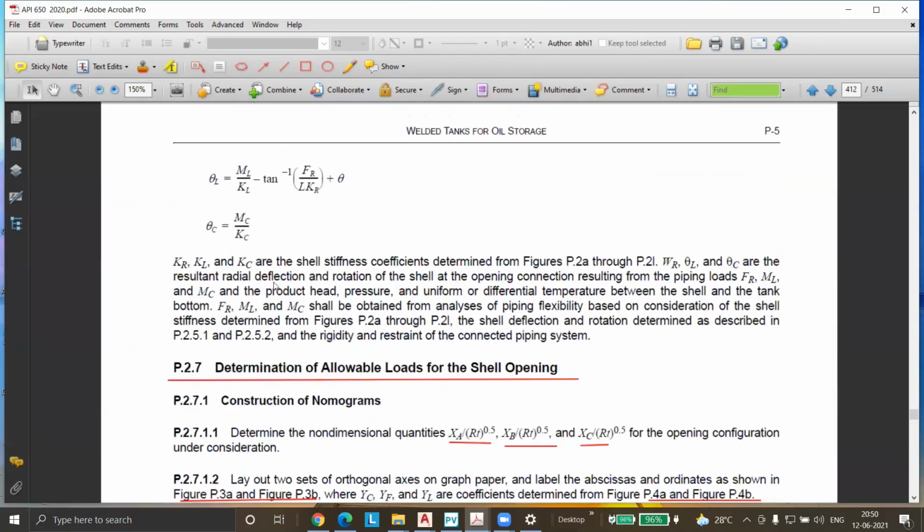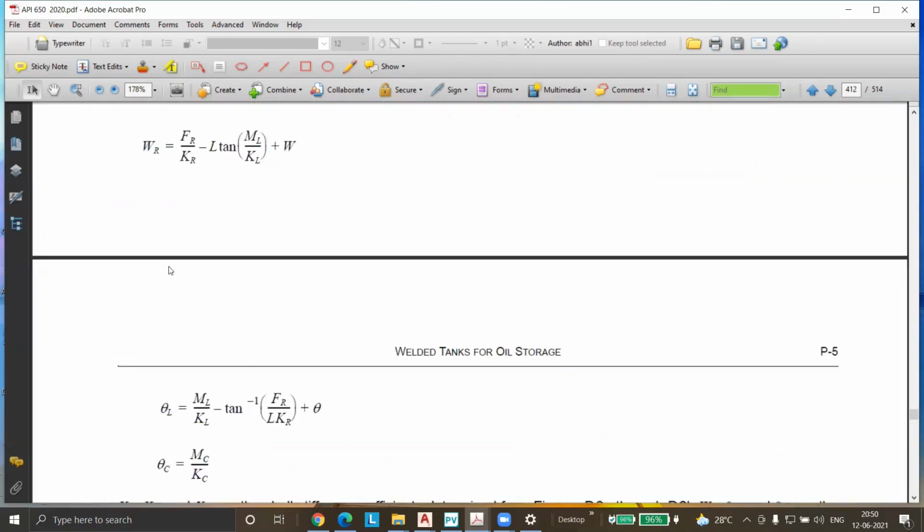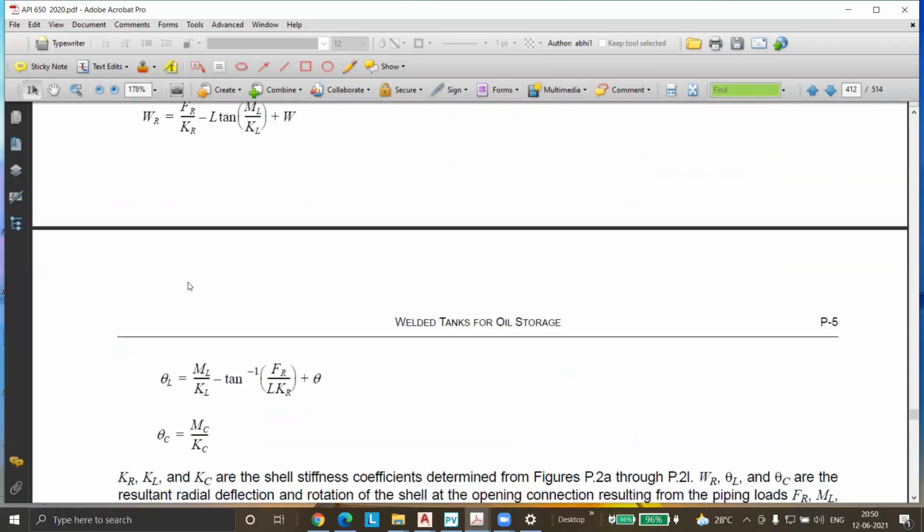So that will be useful. Here we cannot identify the stress. We just identify the loading.